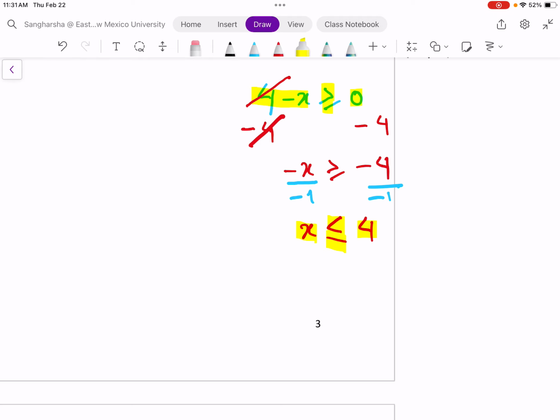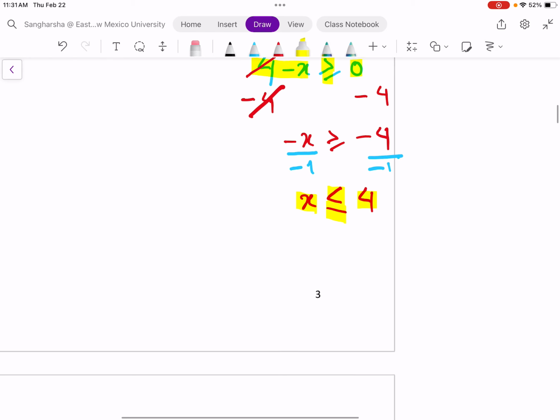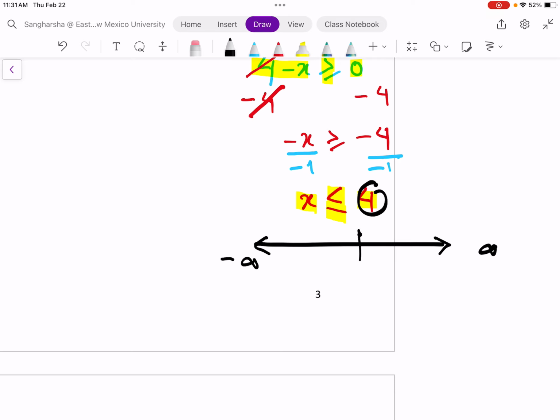And we need to write it in interval notation. To write in interval notation, you can draw a number line. So we have negative infinity, positive infinity. Let's say we have the number 4 here. At 4, is it a closed circle or open circle? Closed, because we have equals to here. So we're going to have a closed circle at 4.